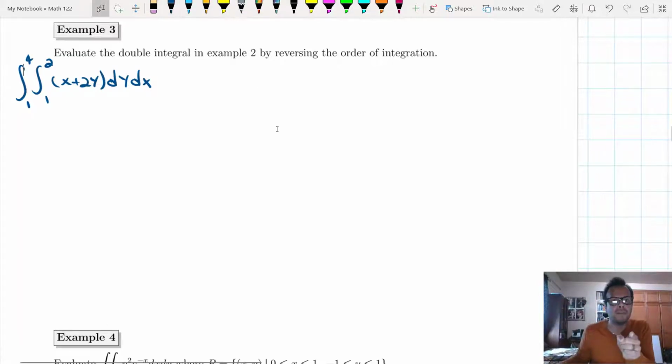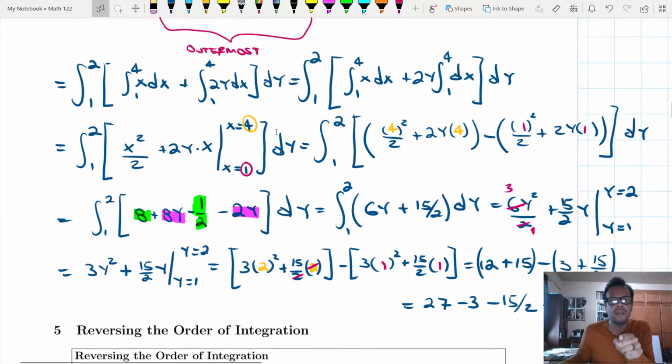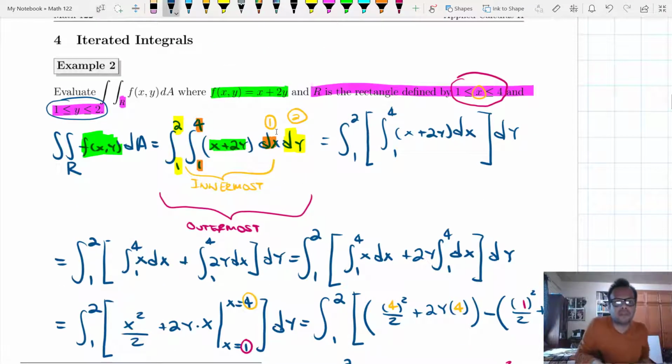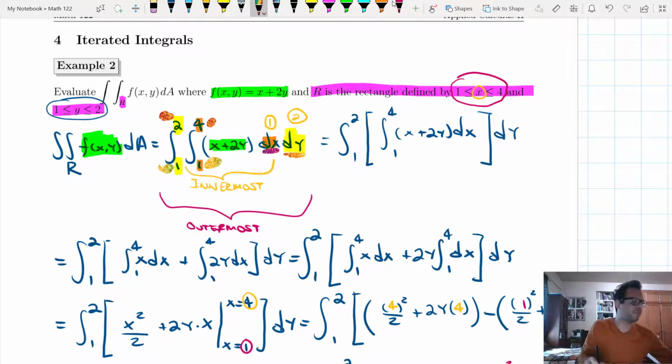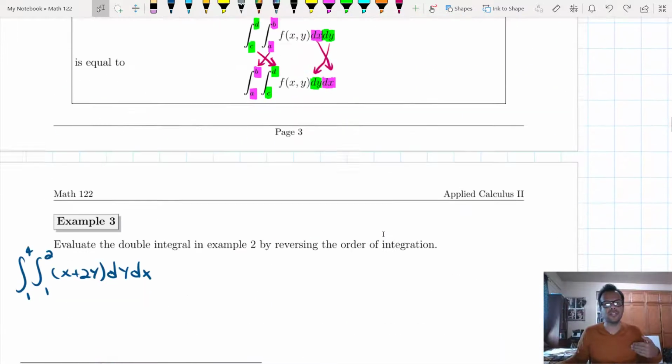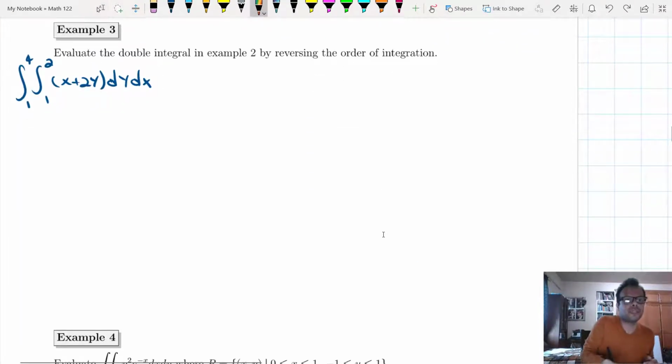Let me scroll up a little bit again so you can compare with that. Okay, so notice we have from 1 to, okay, let me use a different color here, something to highlight, from 1 to 4, and then from 1 to 2, all right? And then the x first and then the y afterwards. Notice now, go to the second example, which is the same integral, but everything is reversed.